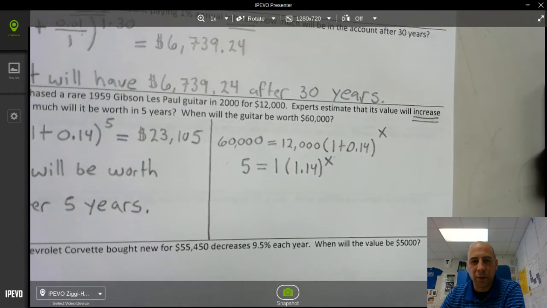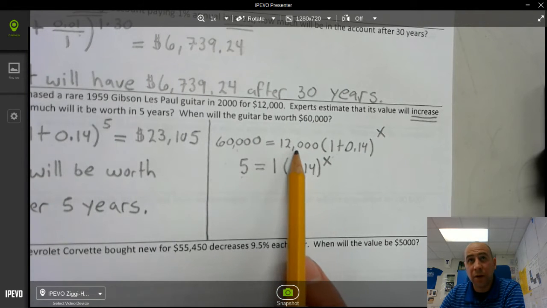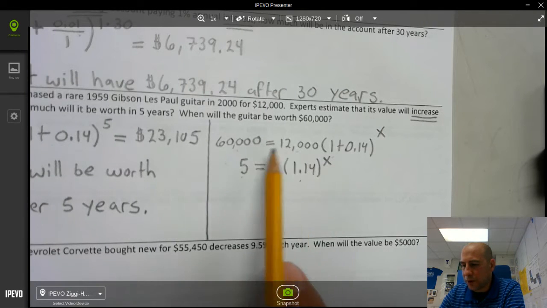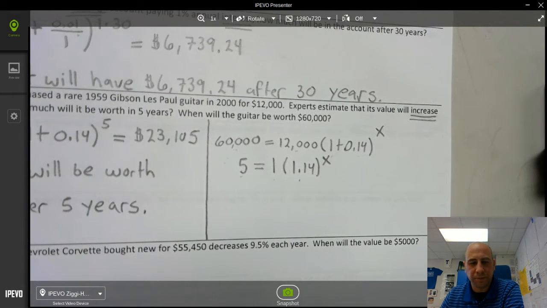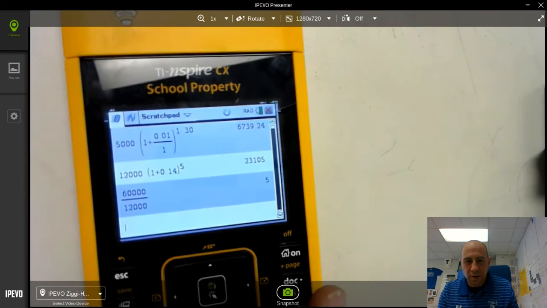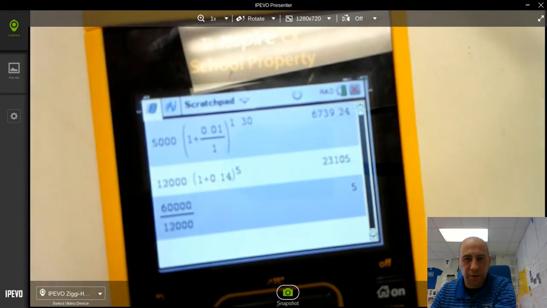Okay, at this point, we're going to solve by graphing. So we're going to graph the left side and the right side. Now, mathematically, technically, you could have used the 60,000 and 12,000, but by dividing the 12,000 by both sides, we've made the number smaller, so it's going to be easier to see on the graph. Okay, so pause a minute to write that down. All right, now that you have that written down, okay, I'm going to zoom in on the screen so you can see the screen.